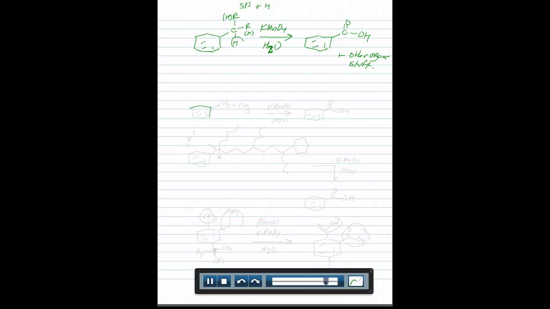So let me just show you a real simple case. Let's say you have ethylbenzene, and you add KMnO4 and water. You form benzoic acid. End of story. Simple as that. The other carbon, the other methyl group, is what comes out as the other organic stuff.